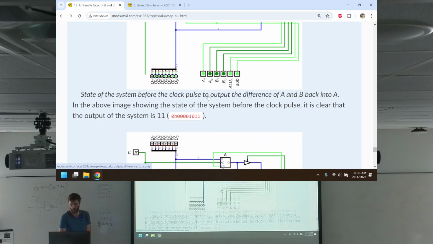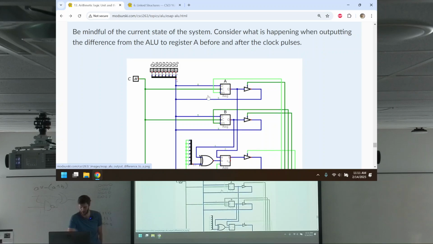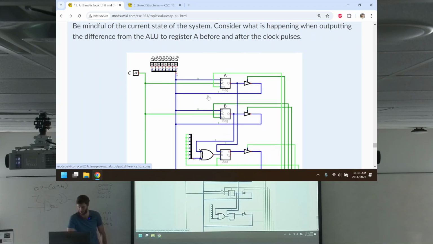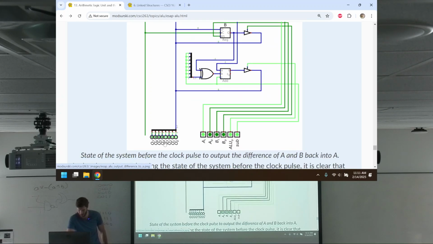And here's one warning because I got tripped up on this too. Be mindful of the current state of the system. Consider what happens when outputting the difference from the ALU to register A before and after the clock pulse. So what am I doing? 15 minus 4, that should be 11, right? And so that's 10, 11, okay?